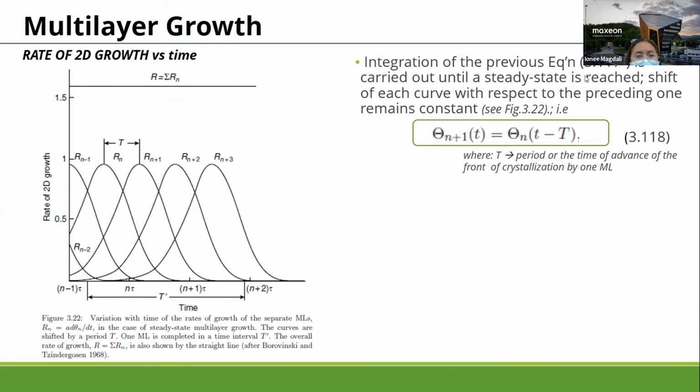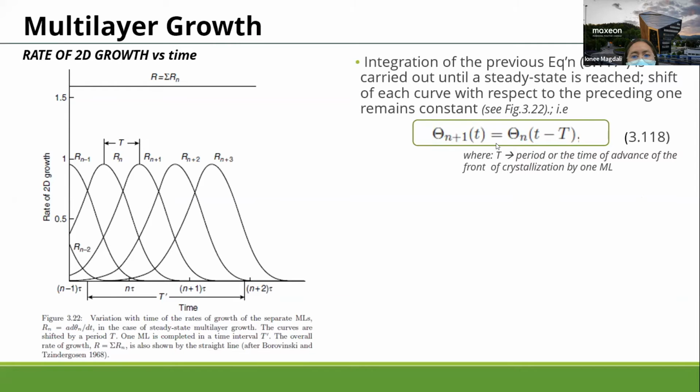As shown earlier, I have previously shown equation 3.117 double prime. If we integrate that previous equation and it is carried out until the steady state is reached, the shift of each curve with respect to the preceding one remains constant. And we have another equation here, which is 3.118.